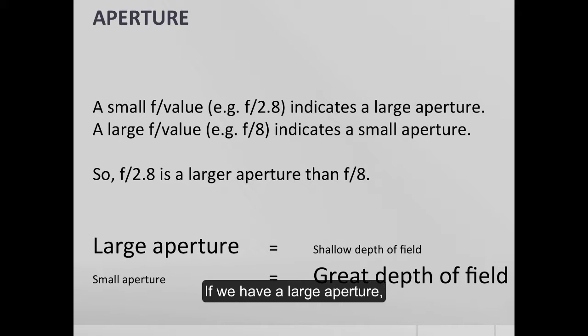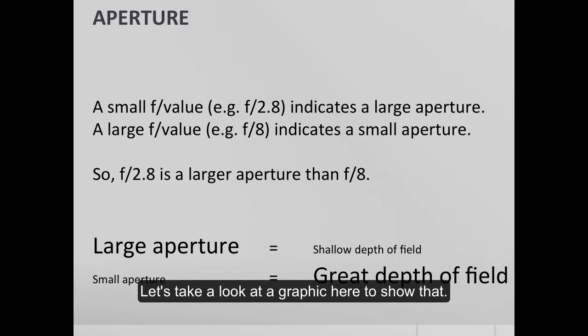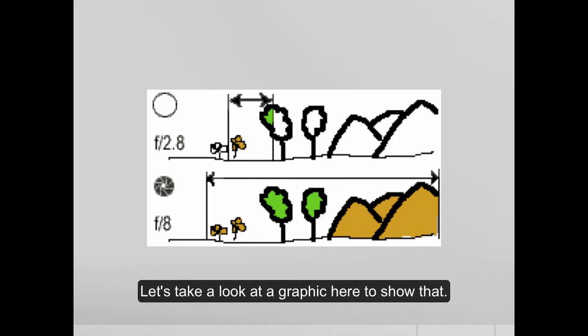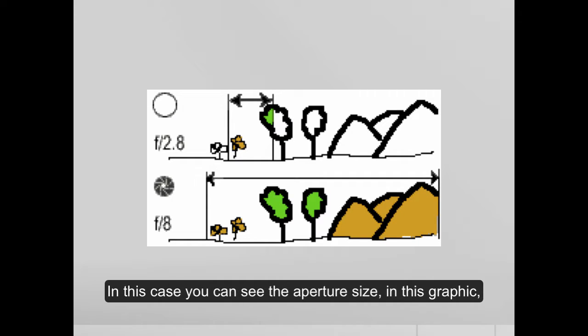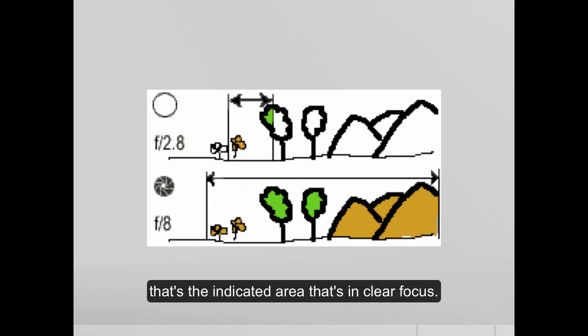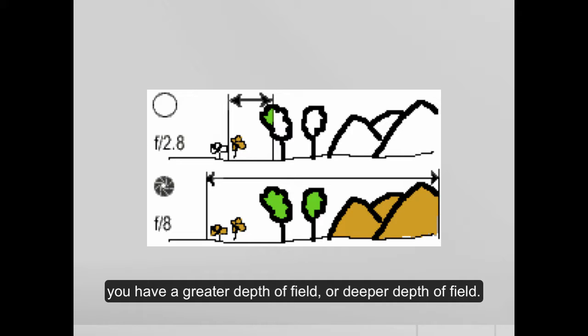Now if we have a large aperture, then we have a shallow depth of field. If we have a small aperture, then we have a great depth of field. Let's take a look at a graphic here to show that. In this case you can see the aperture size. In this graphic, I apologize for the quality, but you can see the top is an example of f2.8. So the aperture there looks as though it's wide open, and our depth of field is fairly shallow. If you look at the areas between the arrows, that's the indicated area that's in clear focus. If you look at a smaller aperture like an f8, you have a greater depth of field, or a deeper depth of field.